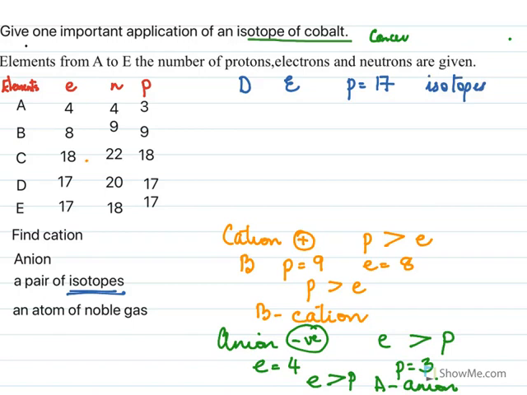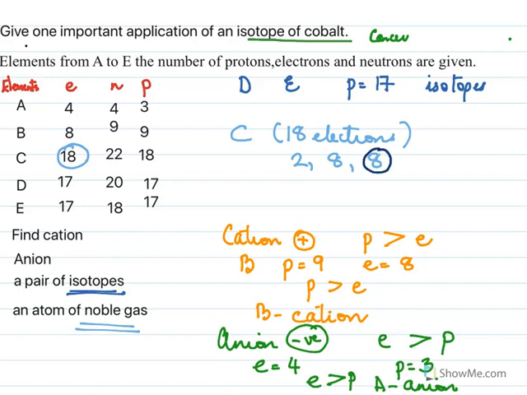We have to find an atom of a noble gas, with a stable outermost orbit. So look at C. C has 18 electrons, so the configuration is 2, 8, 8. The outermost has 8 valence electrons. The orbit is completely filled, so it is stable. It must be a noble gas.